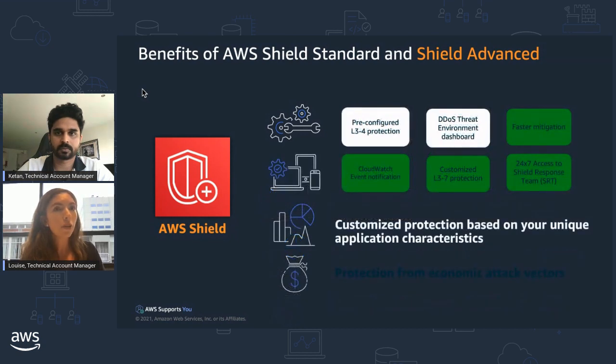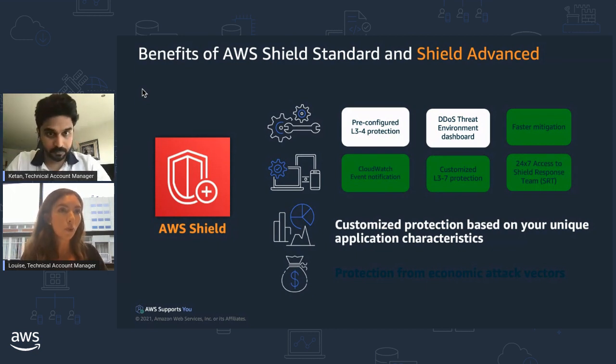So it has pre-configured layer 3 and layer 4 protection, which I mentioned, and a DDoS threat environment dashboard. So this is available as well to Shield Standard and Shield Advanced customers. We're going to go into more detail on this and show a diagram in the monitoring and logging section. But this is a great feature, and it can show all of the active and previous DDoS attacks globally. Then the green boxes here are just for the Shield Advanced benefits, which I'm going to go into now.